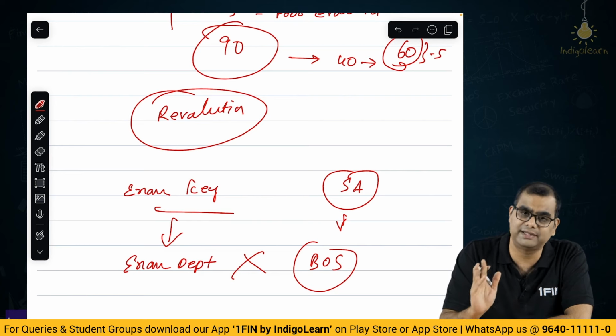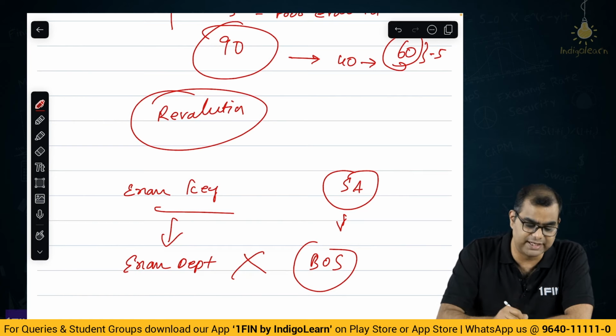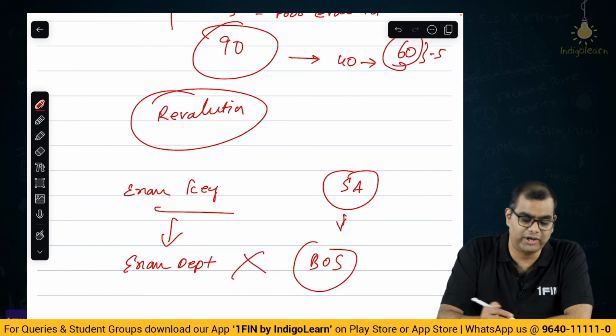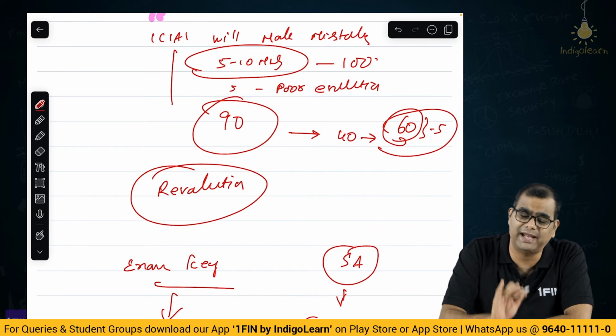Please write to ICAI. There is the BOS website or BOS email, and the examination department email. Please write to them saying that I was not valued properly. This is the only way to fight. And this fight is only for 5 marks out of 60, or 10 marks out of 60. The balance 50 marks is there.